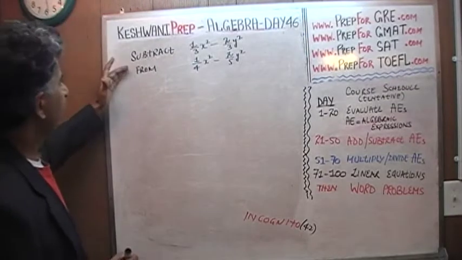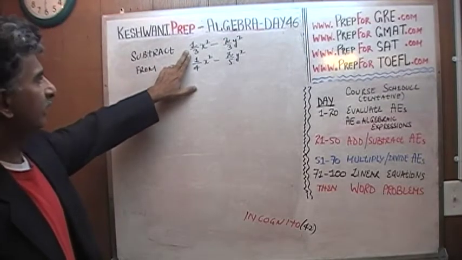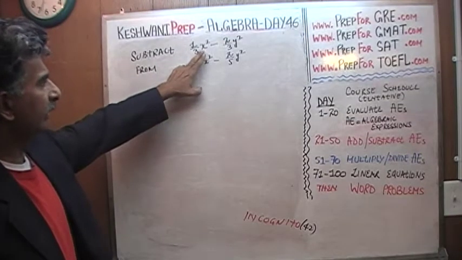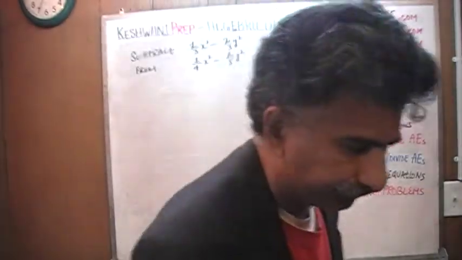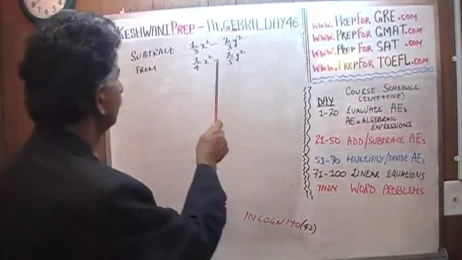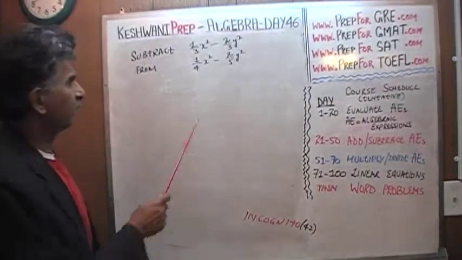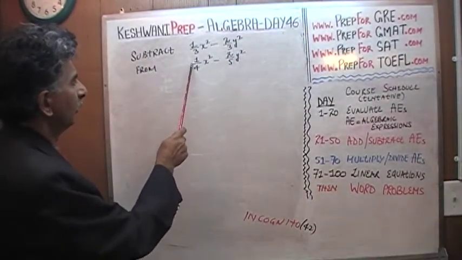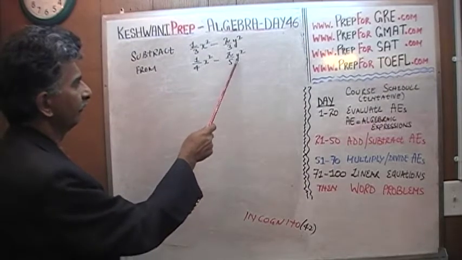We're given 2 expressions here. The first top expression is 1/3 x squared minus 2/3 y squared. We are asked to subtract that expression from 1/4 x squared minus 2/5 y squared.